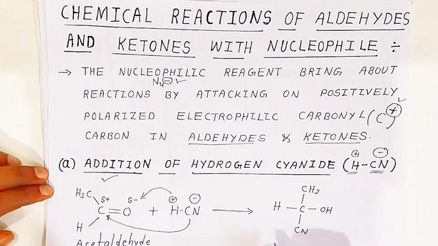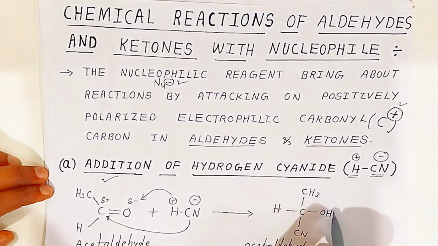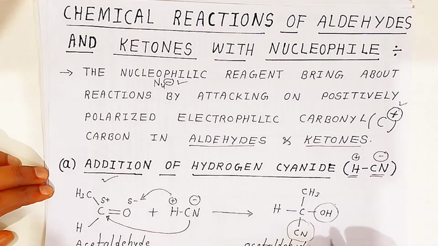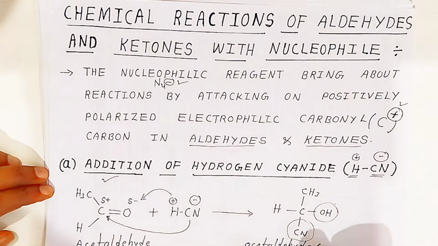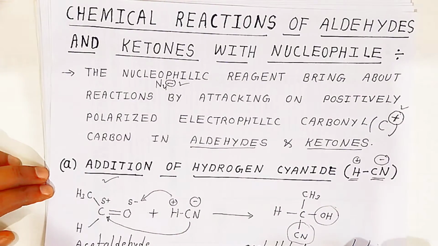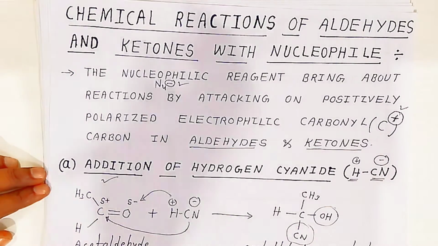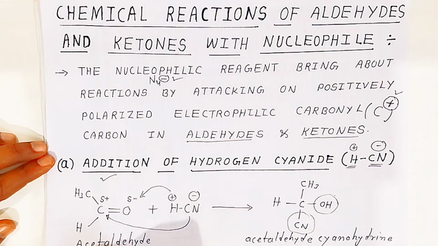This is called acetaldehyde cyanohydrin. Okay students, this is a derivative of acetaldehyde, so we call it acetaldehyde containing hydroxyl and cyanide groups, which we call cyanohydrin. Cyanohydrin, students. So this is the addition of hydrogen cyanide to aldehyde.